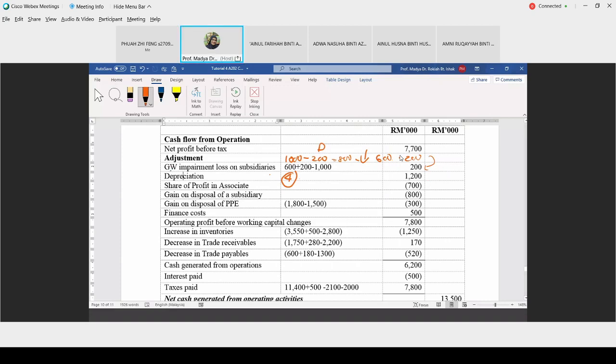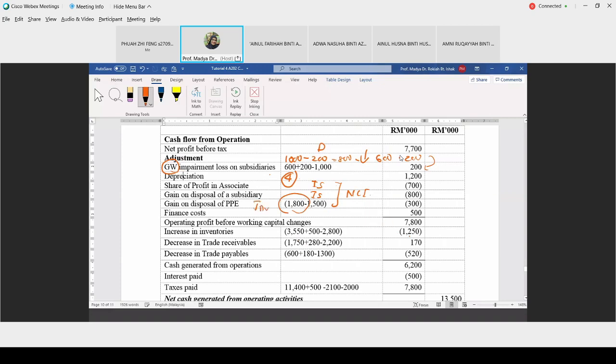Okay, share of profit in associate, we need to minus that amount. This one is from your income statement. Gain on the disposal of subsidiaries we also need to minus because this item is a non-cash item. Gain on disposal of the PPE we also need to minus because we already recognize this 1,000 1.8 here in your investing. So you need to minus the gain on disposal, 200.